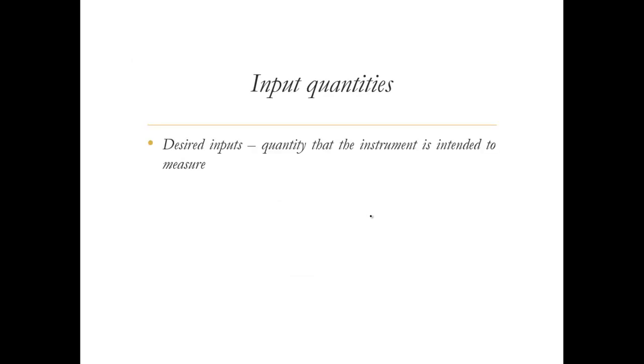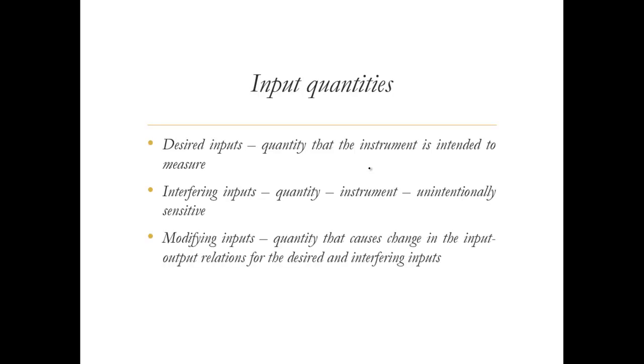The first is the desired input, the quantity that the instrument is intended to measure. For example, we want to measure the temperature, the velocity, the pressure. But there could be something called interfering inputs. It's again a quantity that the instrument unintentionally is sensitive to. And then similarly we have modifying inputs. These are the three types of inputs that go into any instrument.